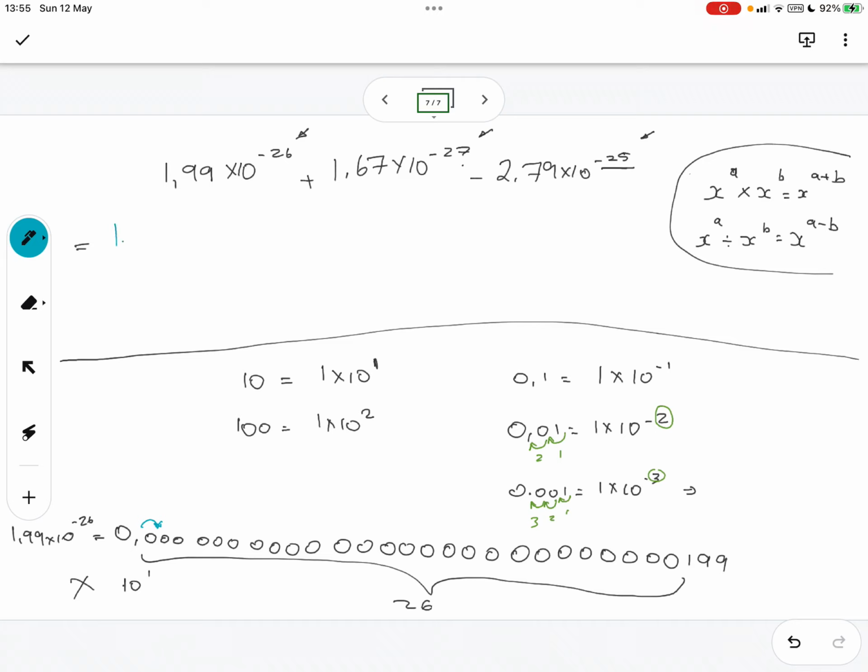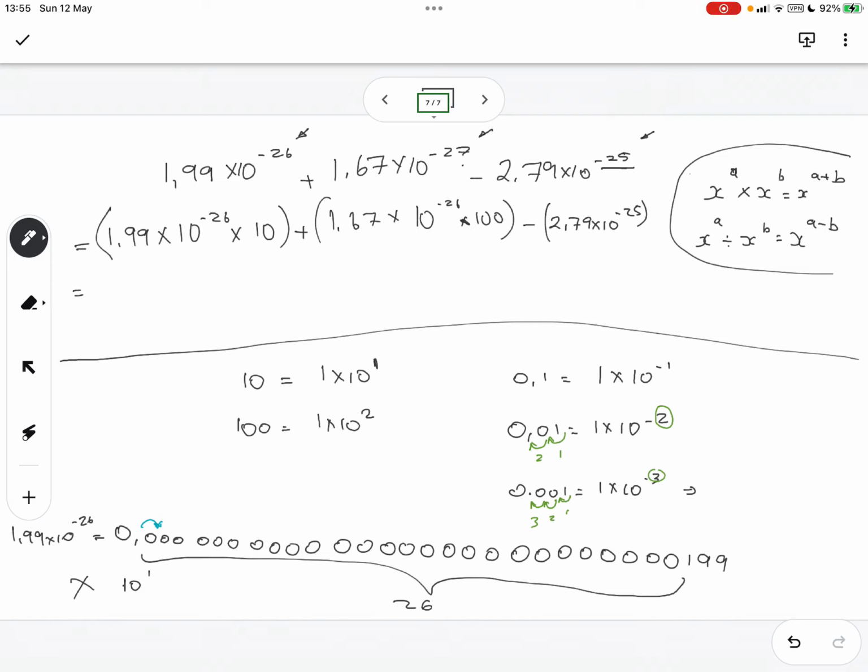So what this means is 1.99 times 10 to the negative 26, we multiply it by 10. And then the 1.67 times 10 to the negative 26, we multiply by 100, and then we take 2.79 times 10 to the negative 25.